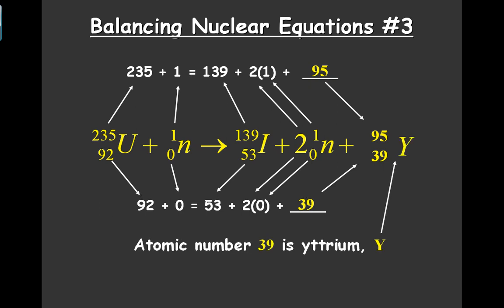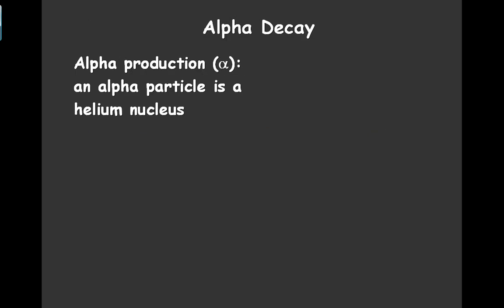So the symbol there is Y for the other product. Now, in nuclear decay, there are basically 2 types of particle radiation and then 1 type of energy radiation. So we're going to take a look at the particle radiations first. And the first one is alpha decay.